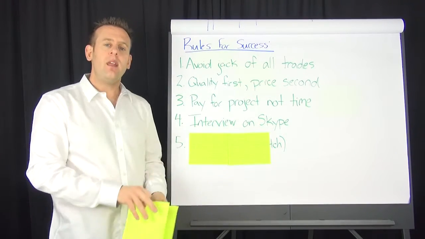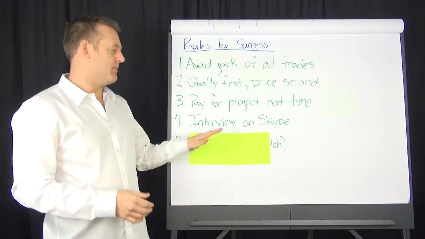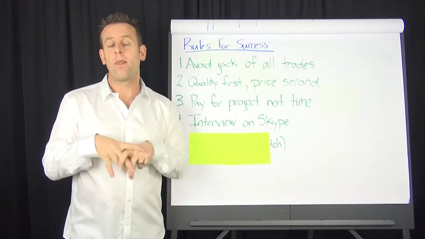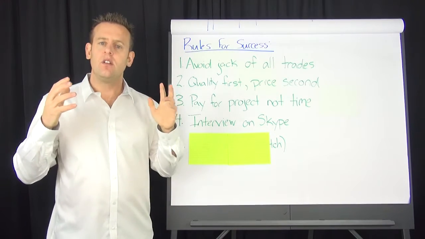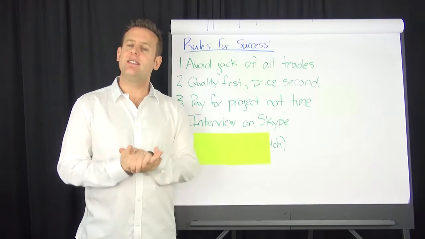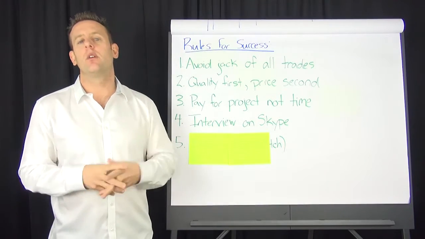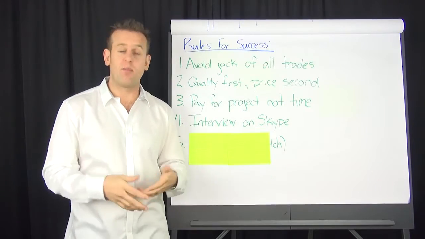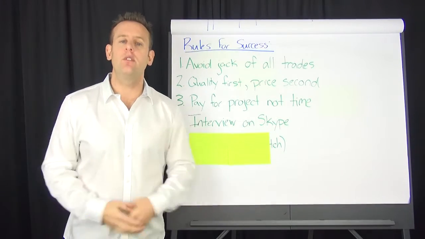Now, this is another mistake I see people make, and this brings us to rule number 4, and that is not putting enough due diligence into your hiring process. It's funny, I see it happen all the time. People go out to Upwork or Odesk and post a job, a contract. Maybe it's for a few hundred dollars, maybe it's for a few thousand.